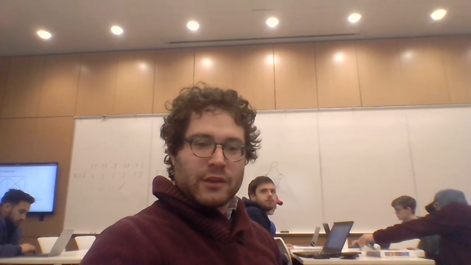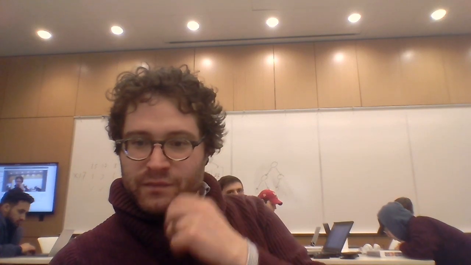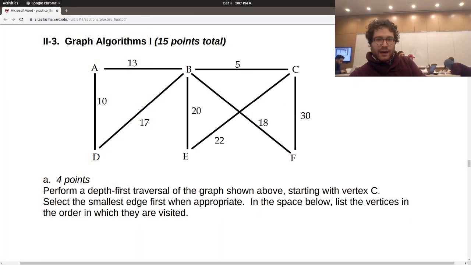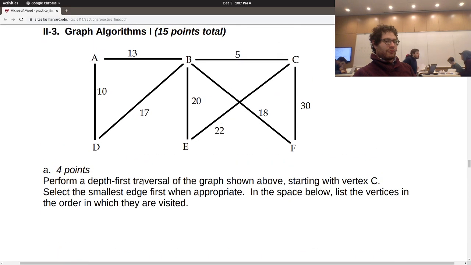All right. So here we've got a graph. I actually think this is a terrible graph, but we're going to do it anyway. Oh, and let me set this up so that we get our screen back. All right. Perform a depth-first traversal of the graph shown above, starting with vertex C.